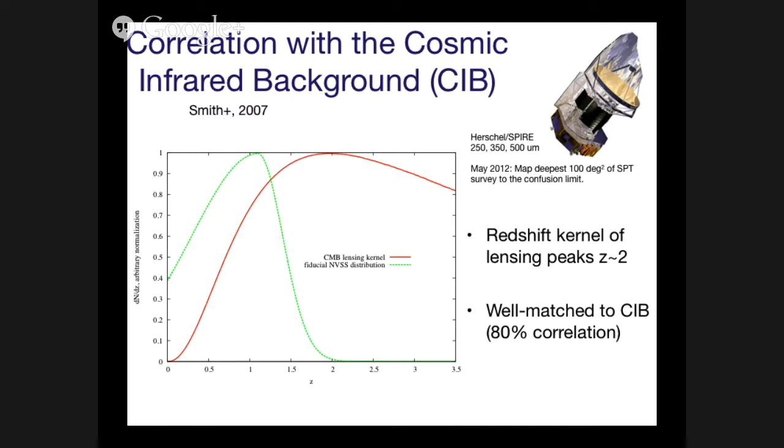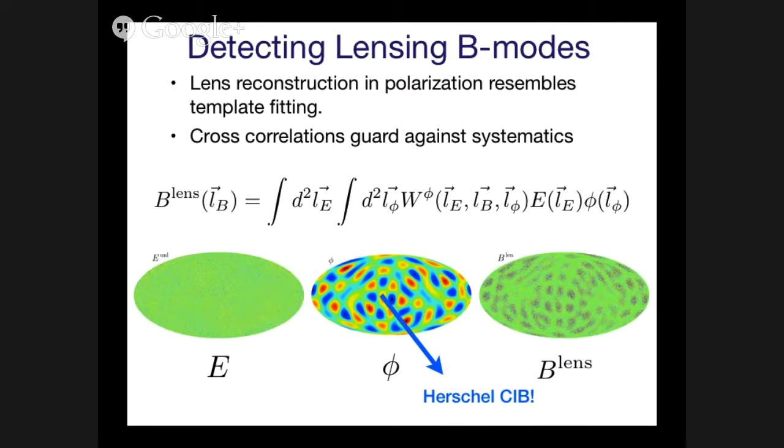And if you use, say, the single SED model from Hall et al. to predict the distribution of these dusty galaxies from their counts, you calculate something like an 80% correlation between the distribution of dusty galaxies, which can be measured with Herschel SPIRE, a satellite, and the lensing potential on the sky. So in doing this cross-correlation, we can use the Herschel map as our measurement of what that lensing source is. And since Herschel is a satellite and we're a ground experiment, they're very different experiments, and it's very unlikely to have any kind of instrumental effect that would contribute systematically to both experiments.